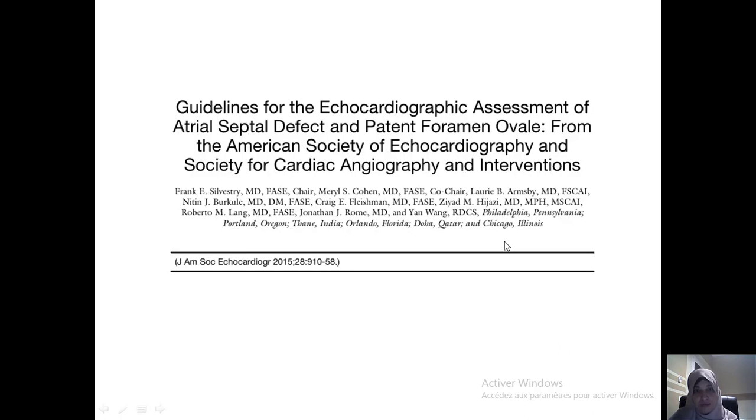And for more information, I recommend you have a look at this very interesting paper published in the Journal of the American Society of Echocardiography, which describes the different guidelines for the echocardiographic assessment of atrial septal defects according to the American Society of Echocardiography.